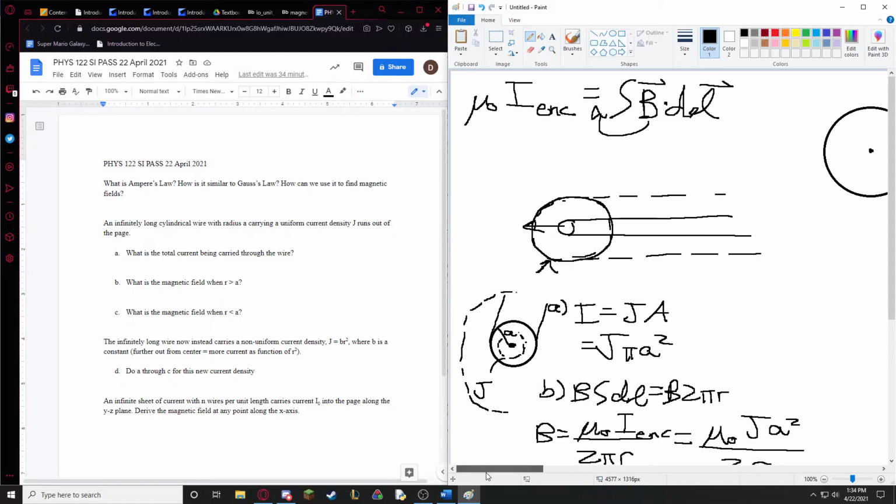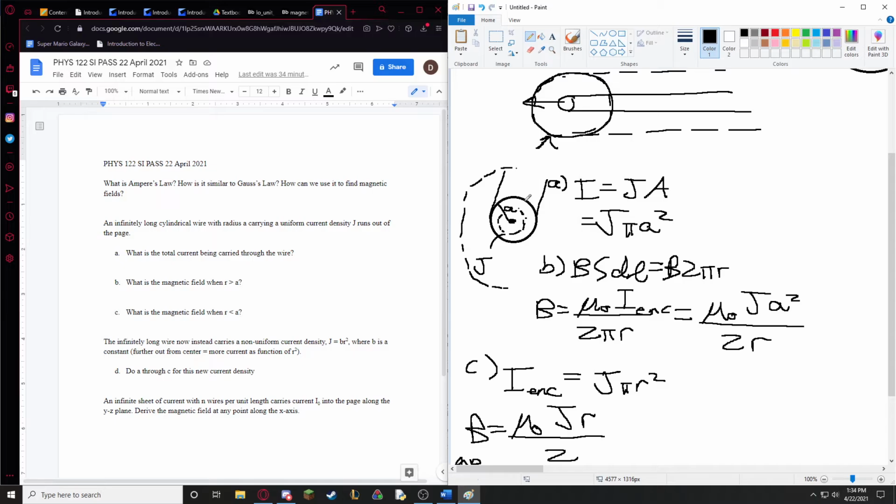By the way, if our current is coming out of the page for this example, what direction is our magnetic field in? How do we find the direction of our magnetic field? Counterclockwise. Right-hand rule, thumb in the direction of current, and then curl your fingers. So your thumb points out of the page, and you curl your fingers, so it would be counterclockwise.